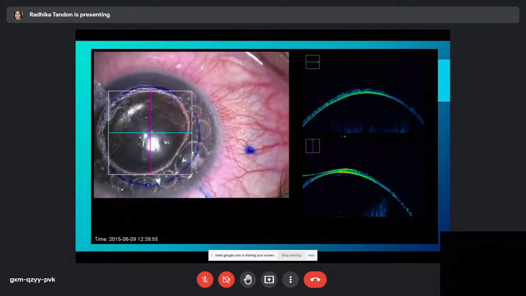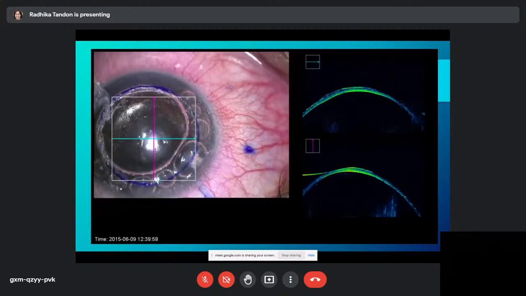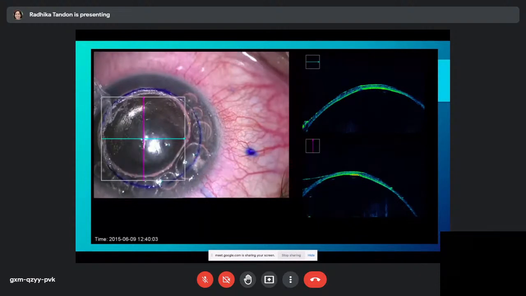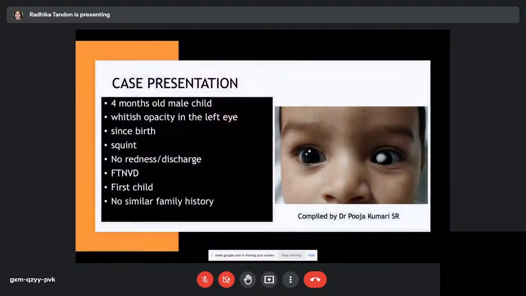And here is an example of a DALK where the big bubble DALK has been performed, and you can see the Descemet's shining and the donor cornea is about to be applied. I have 5 minutes. I thought I'll quickly share a case presentation. This is to sort of combine everything that I've mentioned.